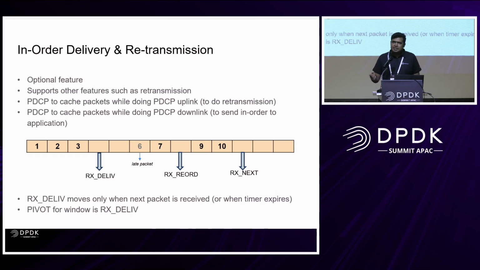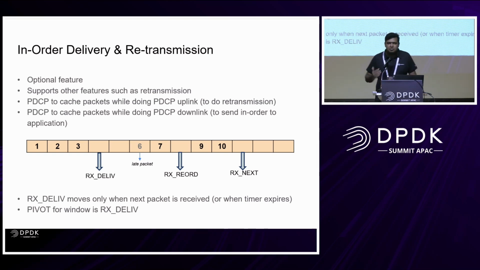So RX reord is the state variable that represents the packet that was received out of order at first. So let's consider that packet number 7 is received first. So the RX reord will get set to that, and RX next is more like the upper bound of the window, like what is the highest sequence number that the PDCP entity has seen. So if only packet number 7 is received, then RX next would be at the same point as RX reord. But let's say after that it receives packet numbers 9 and 10, then the RX next would move to the front. But RX reord will stay there. RX deliv will also stay there.